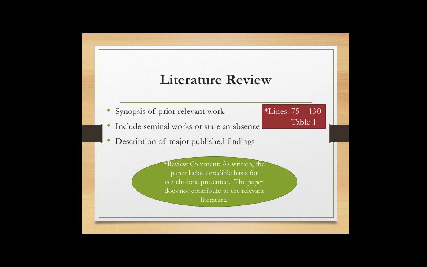When working on the literature review, you want to have a synopsis of prior relevant work. As I mentioned in the previous slide, you want to include seminal works or state an absence of that if there's none. And then you want to have a description of major published findings as well. You're going to build off of these later, and you'll revisit them when you do your analysis and your conclusions sections to show, well, this work deviates from previous work in this way, or it supports previous work in this way. These are the types of sentences that you're going to have later that you need to build off of, and you're setting the stage for that here in the literature review.